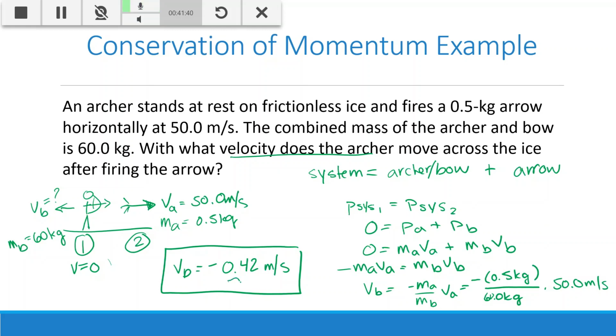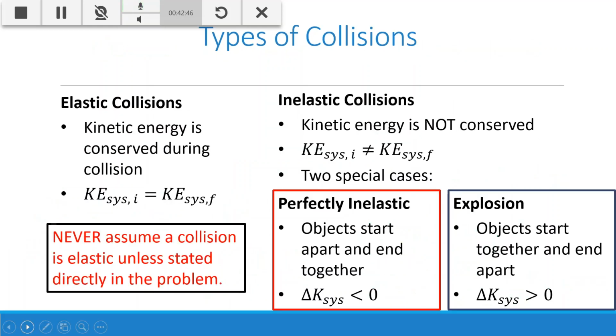But you can see that the magnitude, that 0.42 meters per second, is much smaller than the arrow's speed, and that's because of the difference in masses. So although the arrow and the archer with the bow have to have equal and opposite momentums in order for the system to equal 0, that does not mean their velocities have to be anywhere near similar.